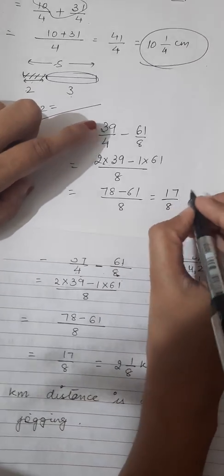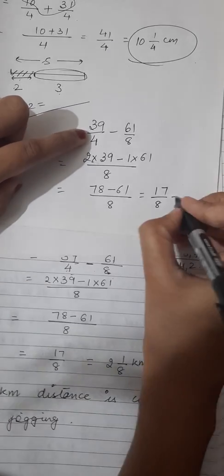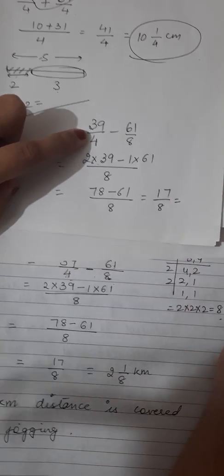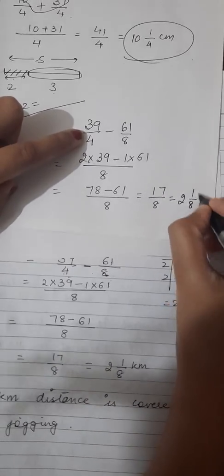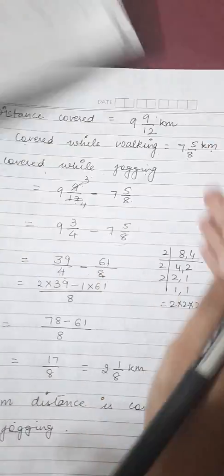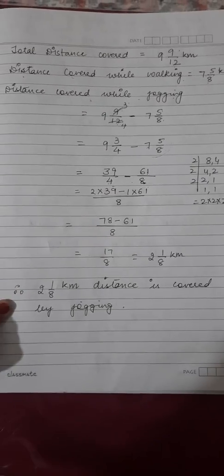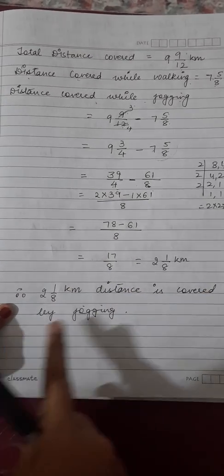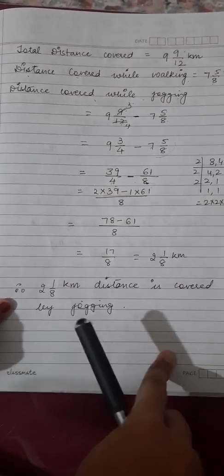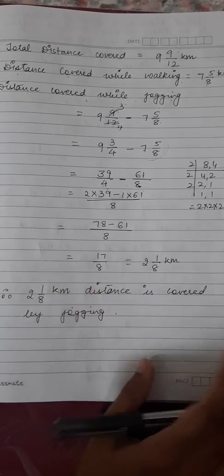Now if you want to keep your answer till here, that is also fine. If you want to change this into a mixed fraction, that also you can do. 2 1 upon 8 kilometers is the answer. So this means that for jogging he has covered 2 1 upon 8 kilometers. This is your answer. Okay, please see the solution of this. At the end, please do write 2 1 upon 8 kilometers is the distance covered by jogging. This was your third question.